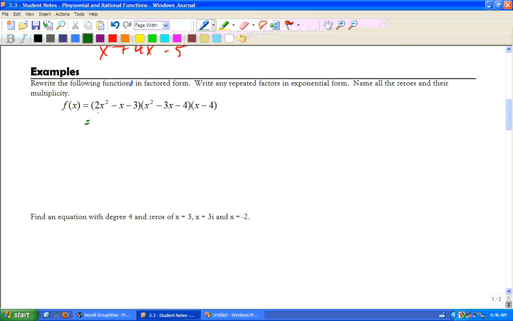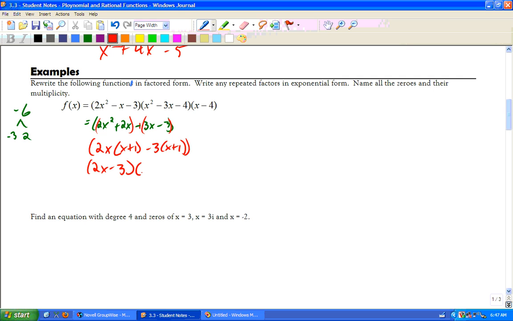Factor all these expressions. 2x squared minus x minus 3. This can get broken down. If I'm going to factor by grouping, 2 times negative 3 is negative 6. Factors of negative 6 that add together to give you negative 1 are negative 3 and 2. We can rewrite this as 2x squared plus 2x minus 3x minus 3. We'll group. Pull out what's common. In this case, 2x times x plus 1 minus 3 times x plus 1. What we're left with is 2x minus 3 times x plus 1. That's coming from that 2x squared minus x minus 3.